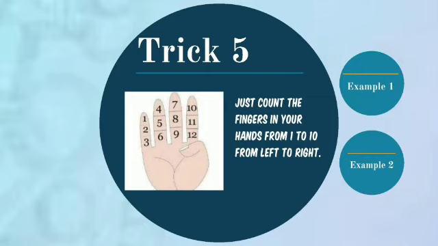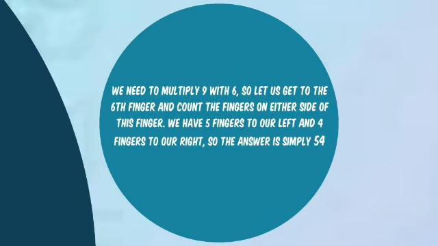Trick number 5. Multiply any one-digit number with 9 easily. Just count the fingers in your hands from 1 to 10 from left to right. Then suppose we need to multiply 9 with 6. So let us get to the 6th finger and count the number of fingers on either side of this finger. We have 5 fingers on our left and 4 fingers on our right. So the answer is simply 54.